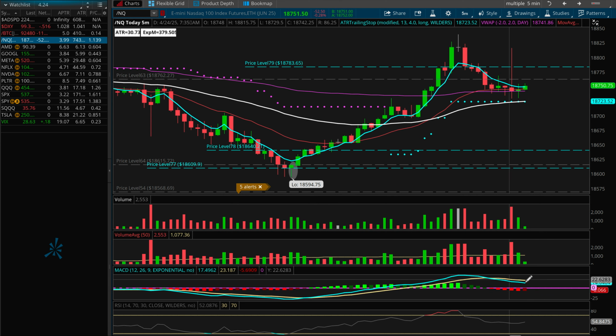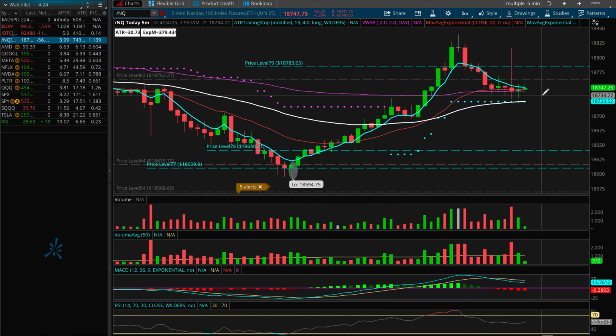Again, my MACD is telling me one thing, but my moving averages up here are telling me something completely different. So I need to be careful. Again, I like everything to say the exact same thing, and it's not saying the same thing.